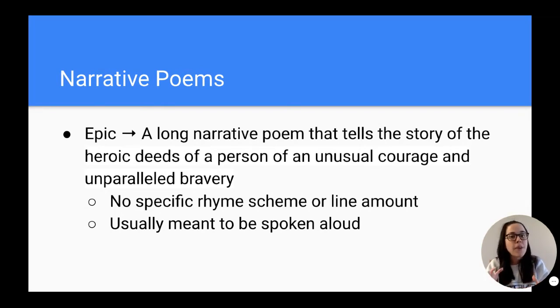There is no specific rhyme scheme or line amount for epics. Epics can go on for almost a full book, but there is no really specific amount. And they're usually meant to be spoken aloud. The way we got epics is they were told and passed down from generation to generation before writing even was a thing. So they're meant to be spoken aloud, but we also can read them as well.